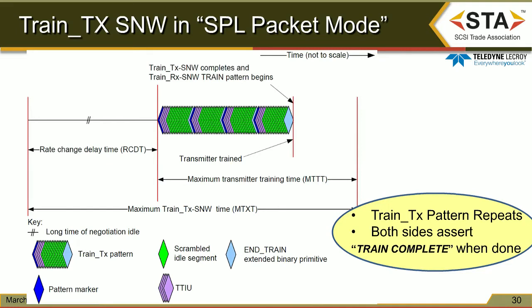So this basic training pattern repeats while each PHY tries to improve the signal integrity of the channel. Just like with 12 gig training, both sides need to signal that they have completed the TX training window by asserting the train complete bit, and then they can move on to the last stage. Now, if either side fails to reach that stage, they're supposed to keep sending the training sequence. If they can't get to train complete within 500 milliseconds, it's considered a failed SNW, and they're supposed to fall back to the next lower speed.